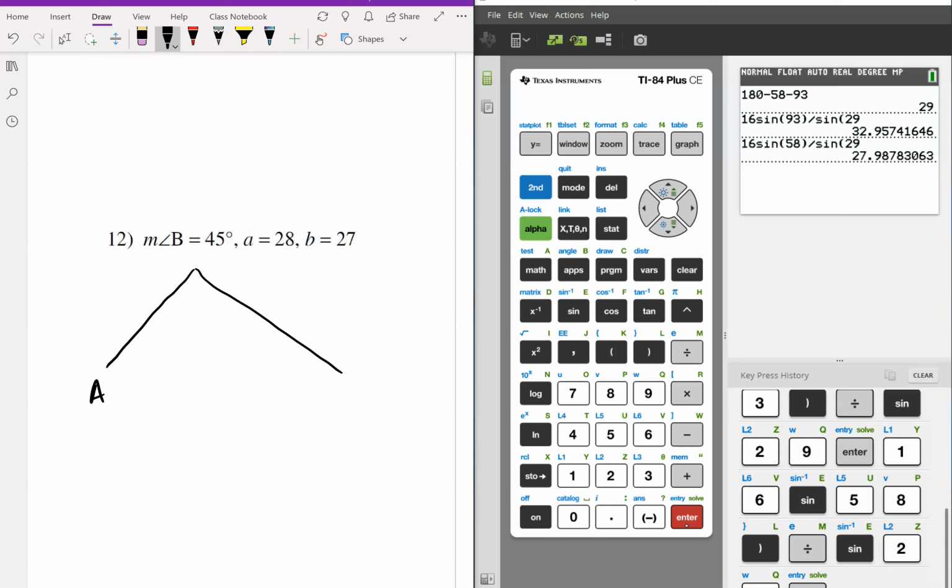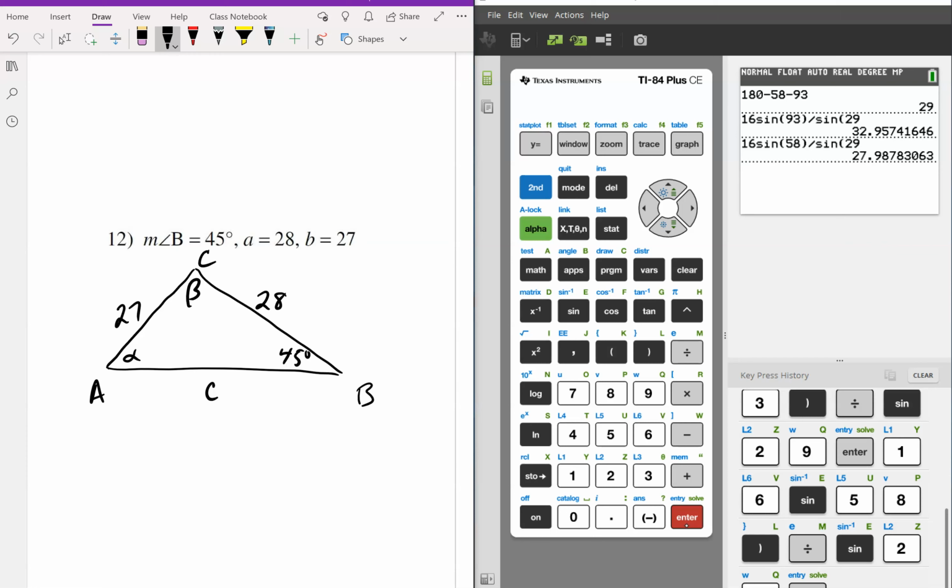So, I know I'm orienting my triangle, it doesn't really matter. Again, ABC. So I know A is 28. That's the side opposite angle A. I know B is 27. And the measure of angle B, which I usually call beta, is 45 degrees. So we want to find little c, we want to find alpha, and we want to find gamma.